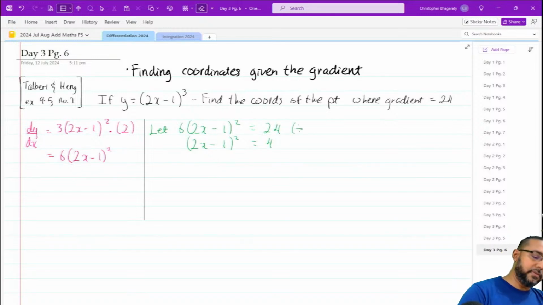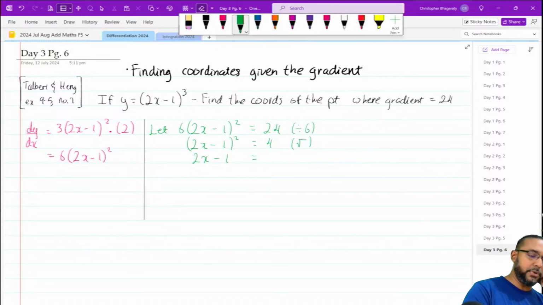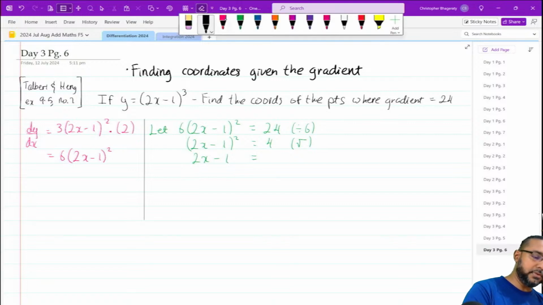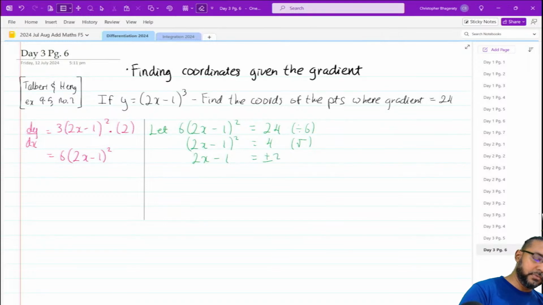Hold on, so divide by 6, and we're going to square root. Right, so we're going to get 2x minus 1 is equal to plus or minus 2, because, of course, every square has 2 roots, right? A positive root and a negative.